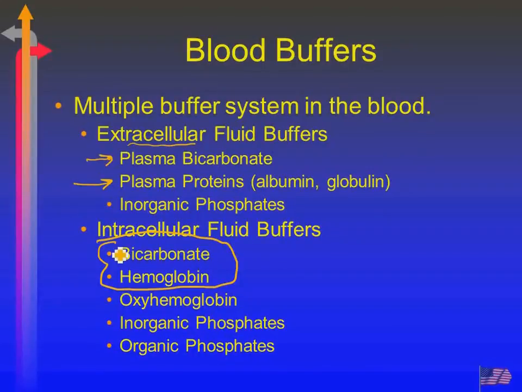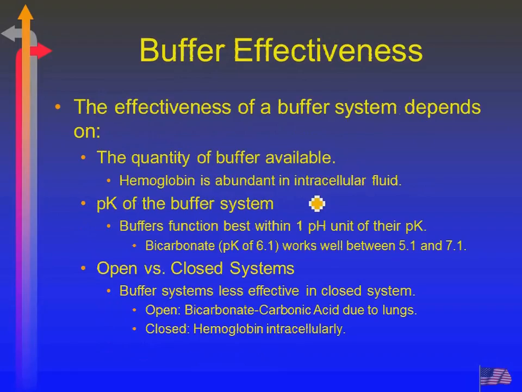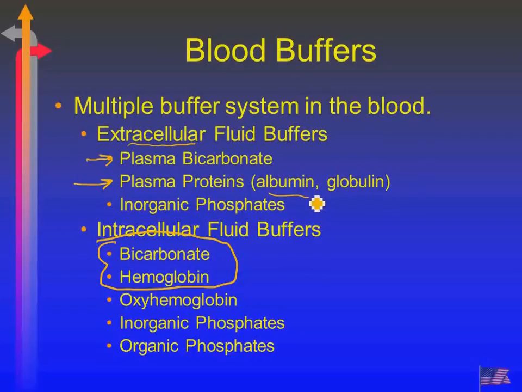So patients that are malnourished, that have a reduction in proteins, are more prone to acid-base disturbances. Patients that are malnourished, that don't have a lot of circulating proteins, maybe their albumin level's low, they're more prone to acid-base problems.